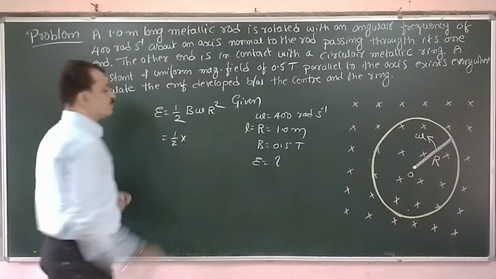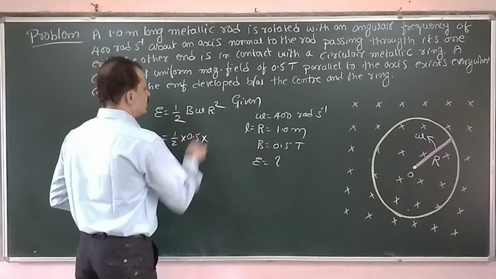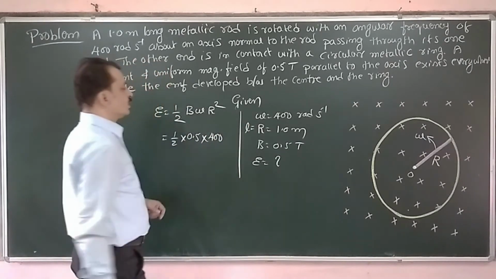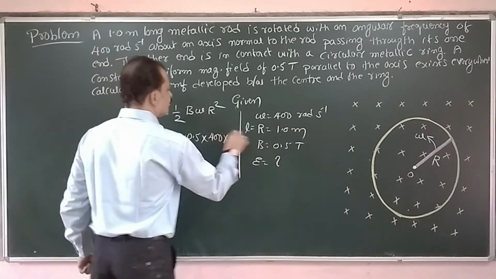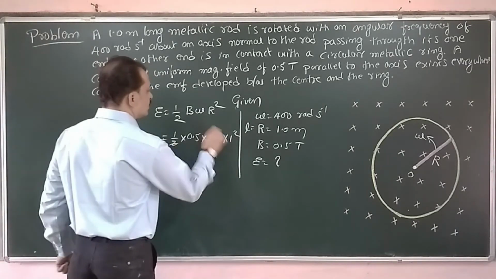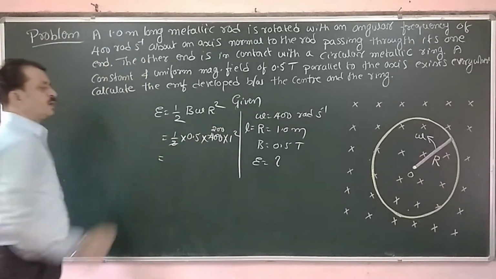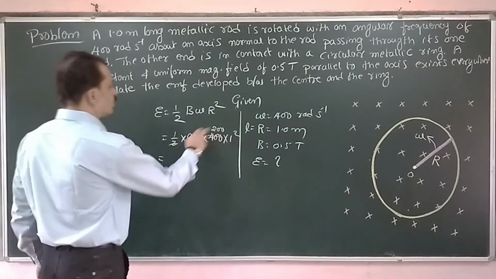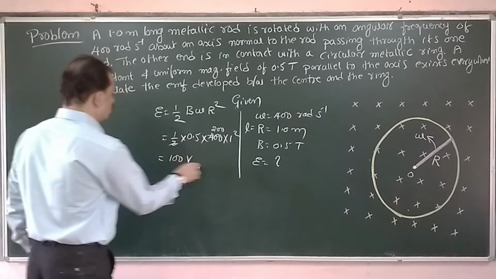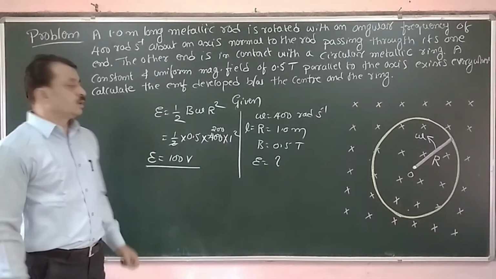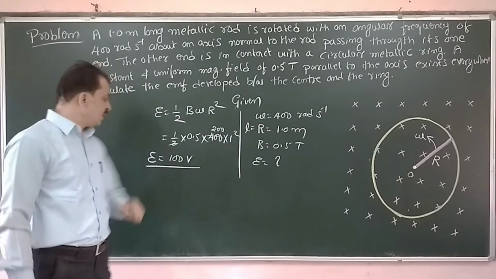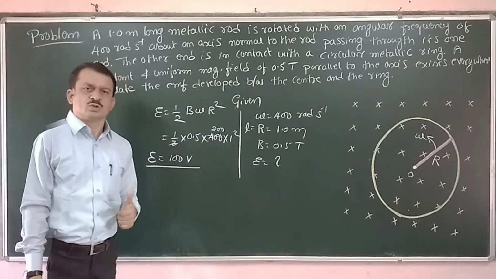So therefore, simply substitute and simplify. B is 0.5, omega is 400, and R square is 1 square. Now simply work it out. Half of 400 is 200, and 200 into 0.5 is 100 volts. The EMF developed between the center and the ring is 100 volts.